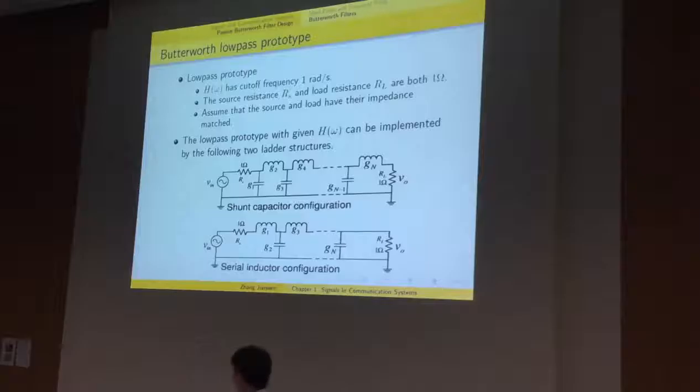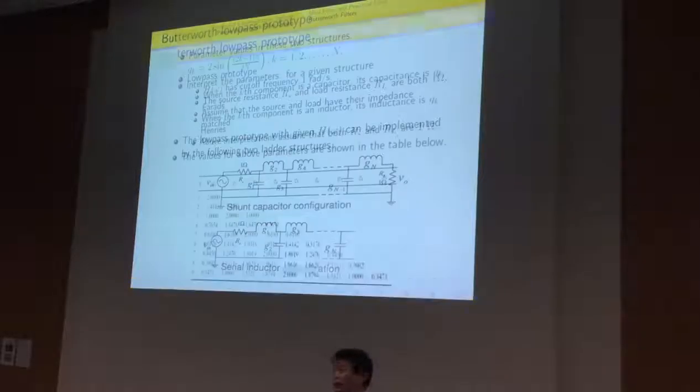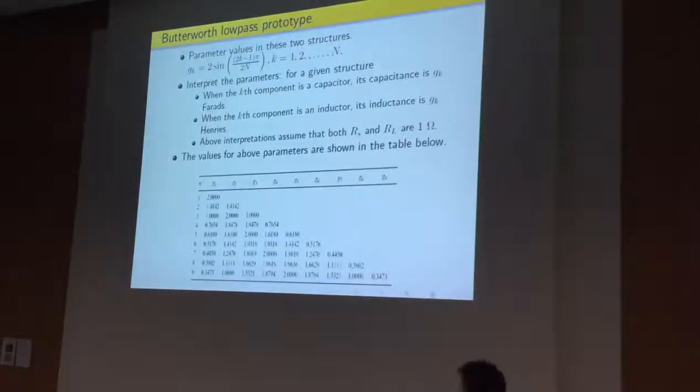Then one more thing: we don't know the values yet. Although we know that here is supposed to be a capacitor, here an inductor, and here another capacitor, and we know the structure already, how about the component values? We don't know yet. So how do we find the component values? Of course, there is an algorithm to find them, and the result is given here. Gk is computed by this equation.